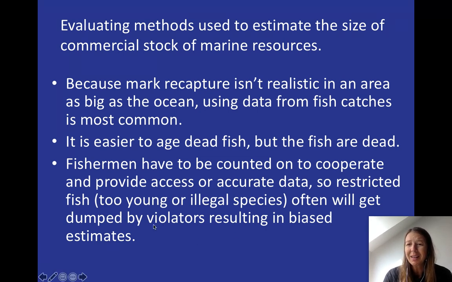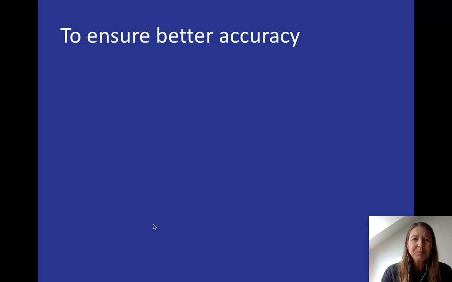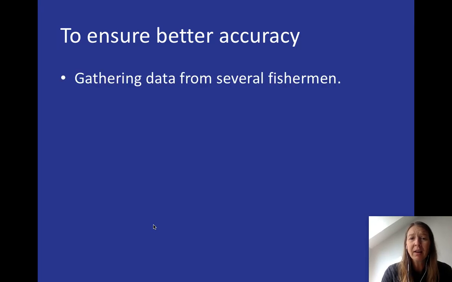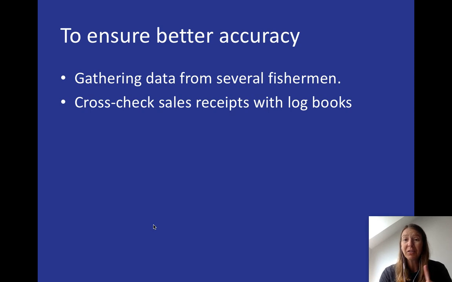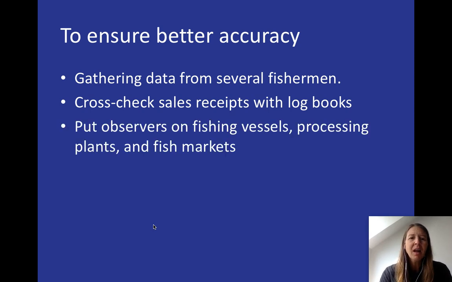But if they violate, like maybe they took a few more fish than they should have, and they don't want you to know it, then you can't make an appropriate estimation. If you want really good accuracy, you need to get data from a whole lot of fishermen. You need to cross-check their sales receipts with their logbooks, because they might be selling more than they're reporting.